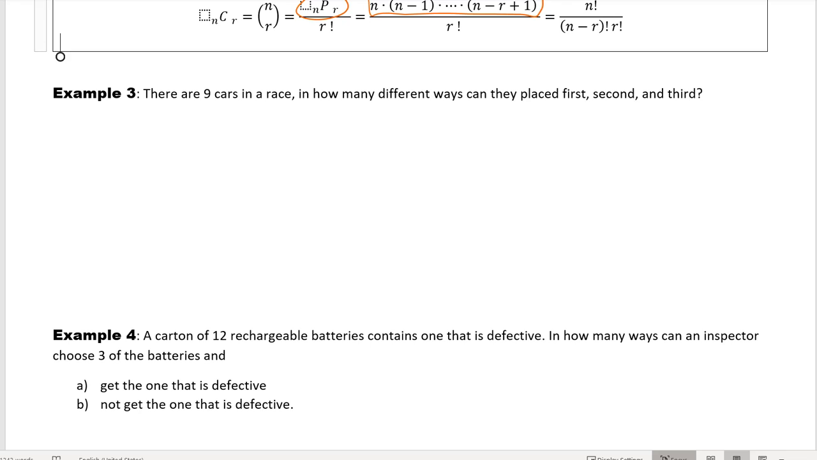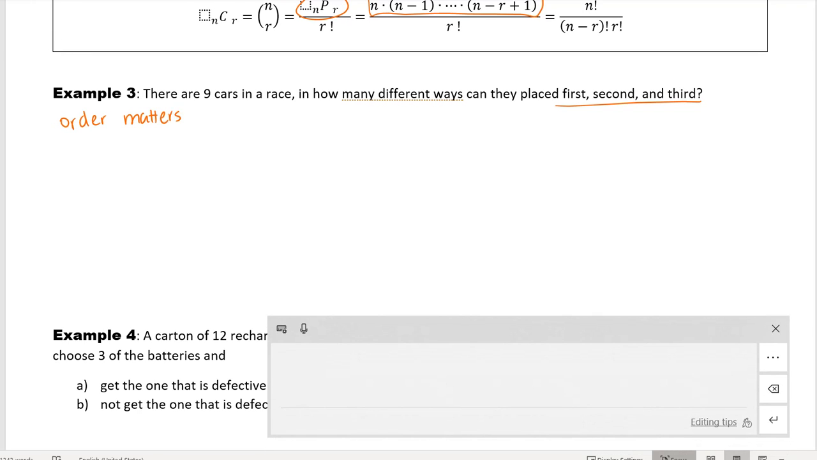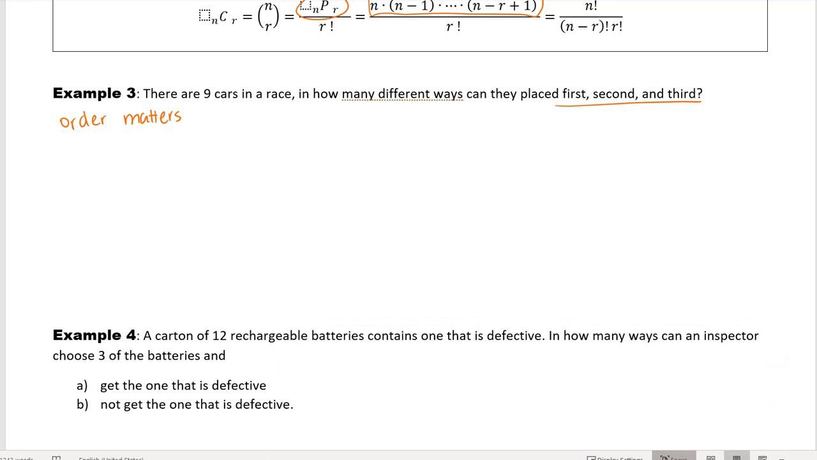Example 3: there are 9 cars in a race. In how many different ways can they place first, second, and third? Well, first, second, and third, order matters. If order matters, we use permutation. If order does not matter, we use combination. So keep these in mind. So we have the first place, second place, and third.